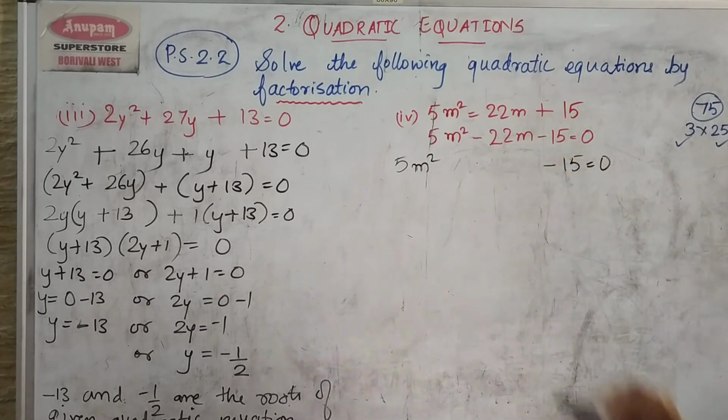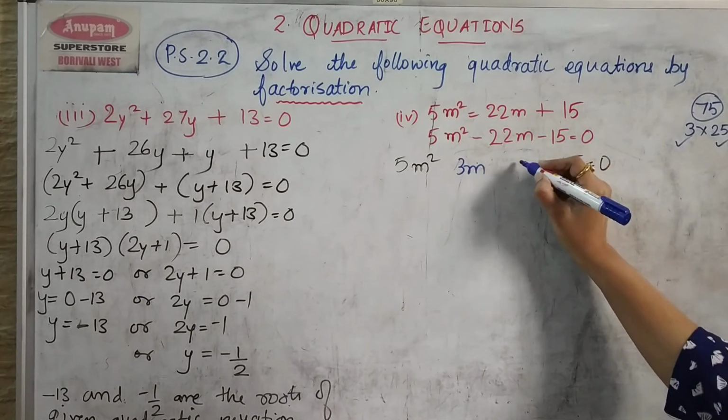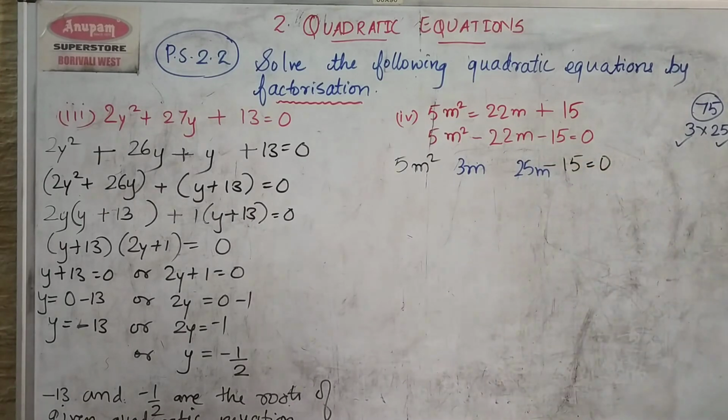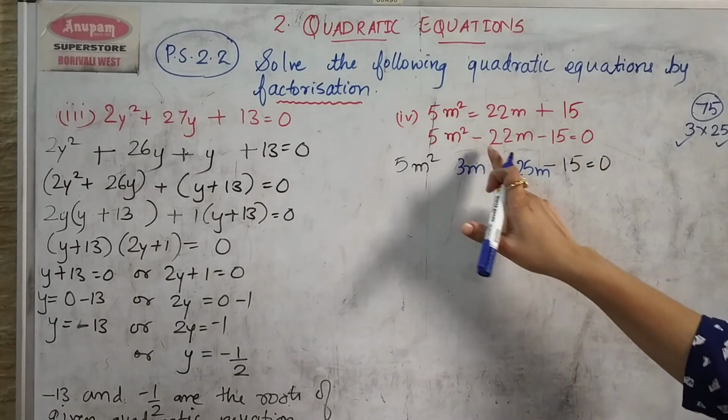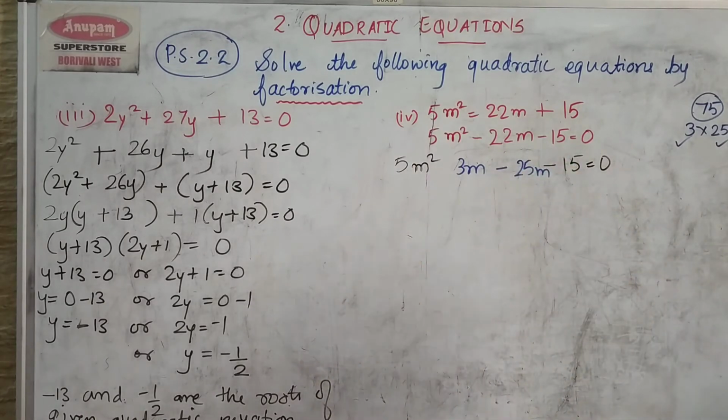Now instead of this minus 22, I will write down these two numbers, 3m and 25m. Now this sign goes to the bigger number. So out of 3 and 25, 25 is bigger. So minus sign goes to 25. What about the sign to 3?